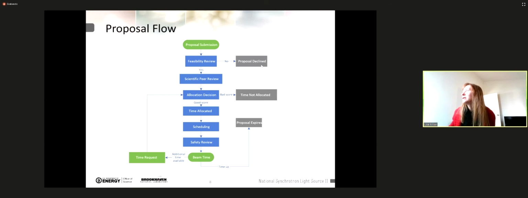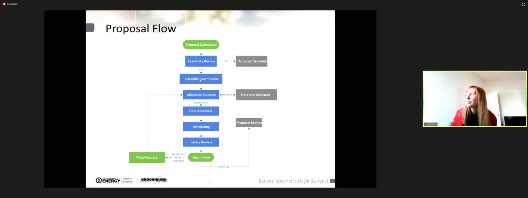If it fails the feasibility review, that's the end of your proposal. So the message here is to make sure that you talk to the beamline scientist before submitting that proposal, to make sure it's not going to fail feasibility review, because it's a lot of work to put a proposal together and then have it get declined right away.